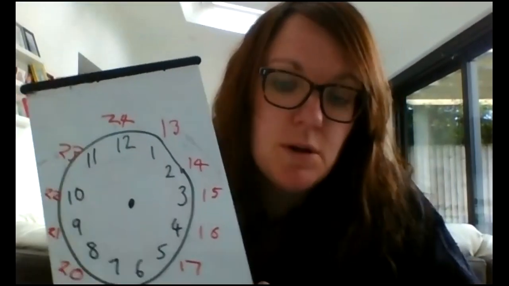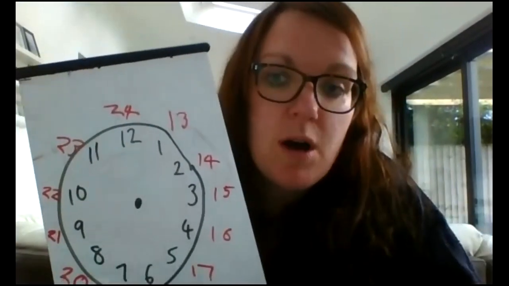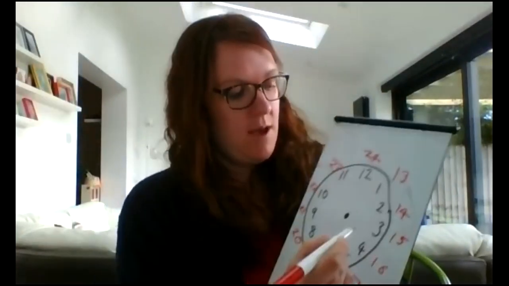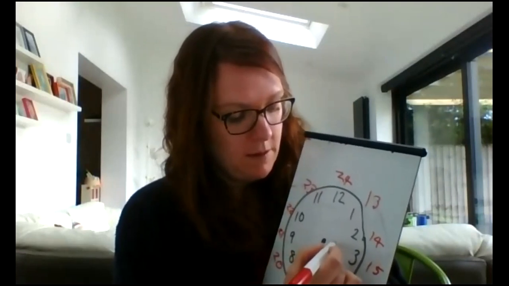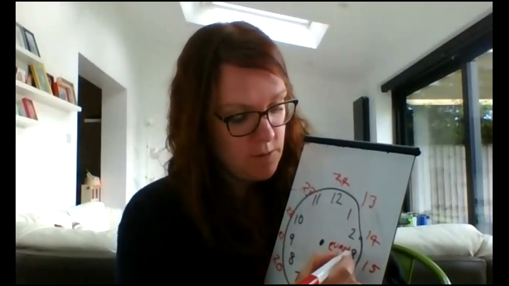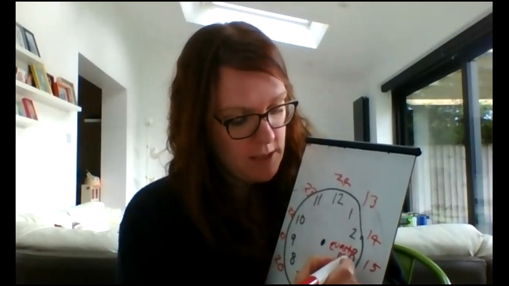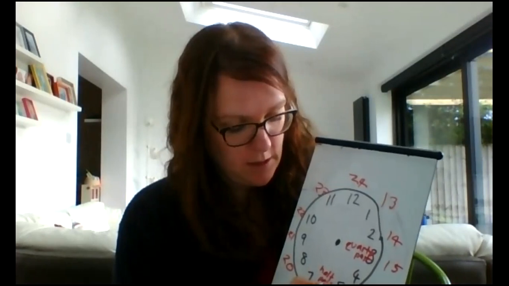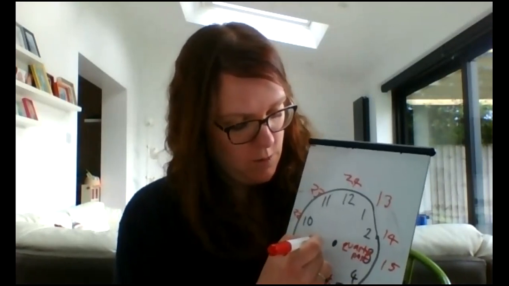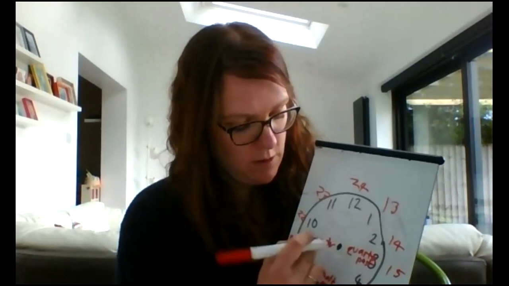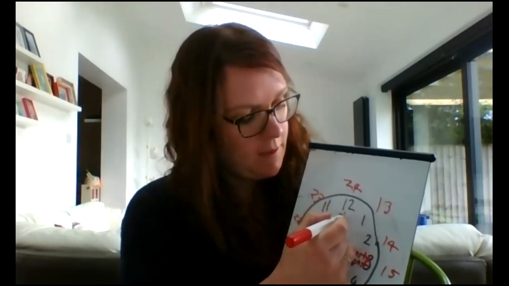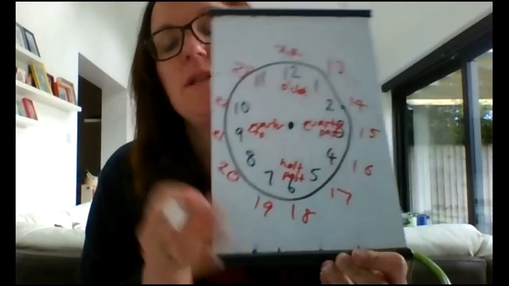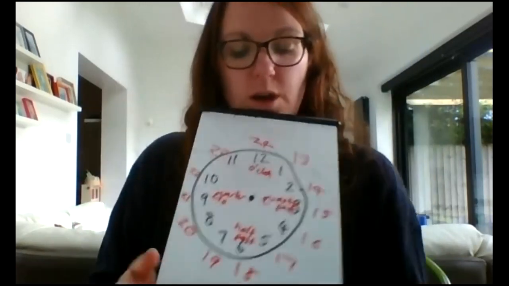Then what I would like you to do, if you're unsure, is mark on the times already. So we have here all the times that we've done for the past 2 weeks: quarter past, half past, quarter to, o'clock. Okay, it's going to get very busy. You can always have a big piece of paper. This is all I've got at home.